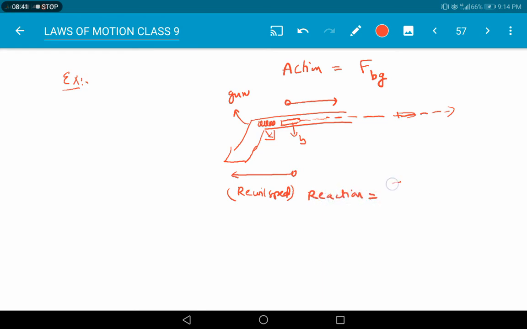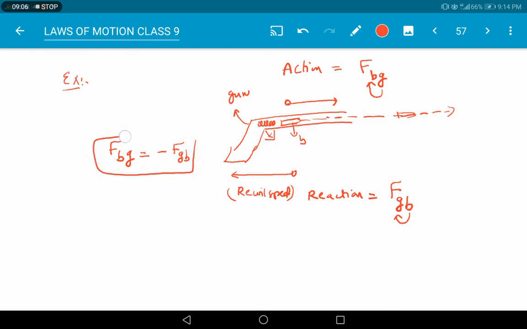Reaction is the force exerted by the bullet on the gun. The force exerted by the gun on the bullet is the action, and the force exerted by the bullet on the gun is the reaction. So these two are equal and opposite in direction.